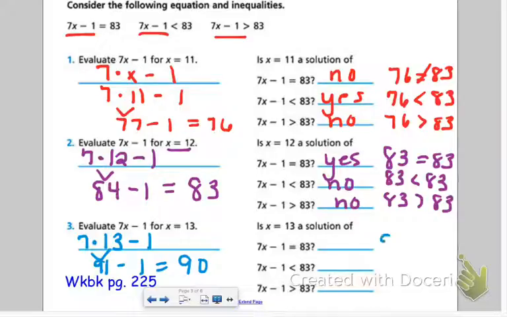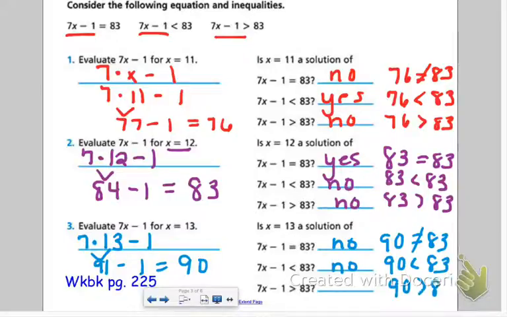Let's see. Is 90 equal to 83? Nope. Is 90 less than 83? Nope. Is 90 greater than 83? Yes. So x equals 13 is a solution to the inequality 7x minus 1 is greater than 83.